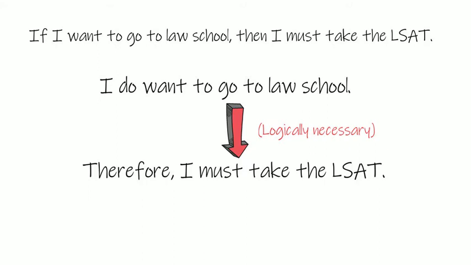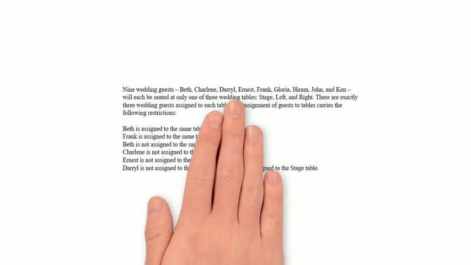And in this type of reasoning, if the first two statements are true, then the third statement has to necessarily be true as well. On its face, we can immediately see that this conclusion has to follow if these two premises are true. So let's go back to our logic game and take a closer look. What we want to do now is identify the types of information that are common to all logic games.